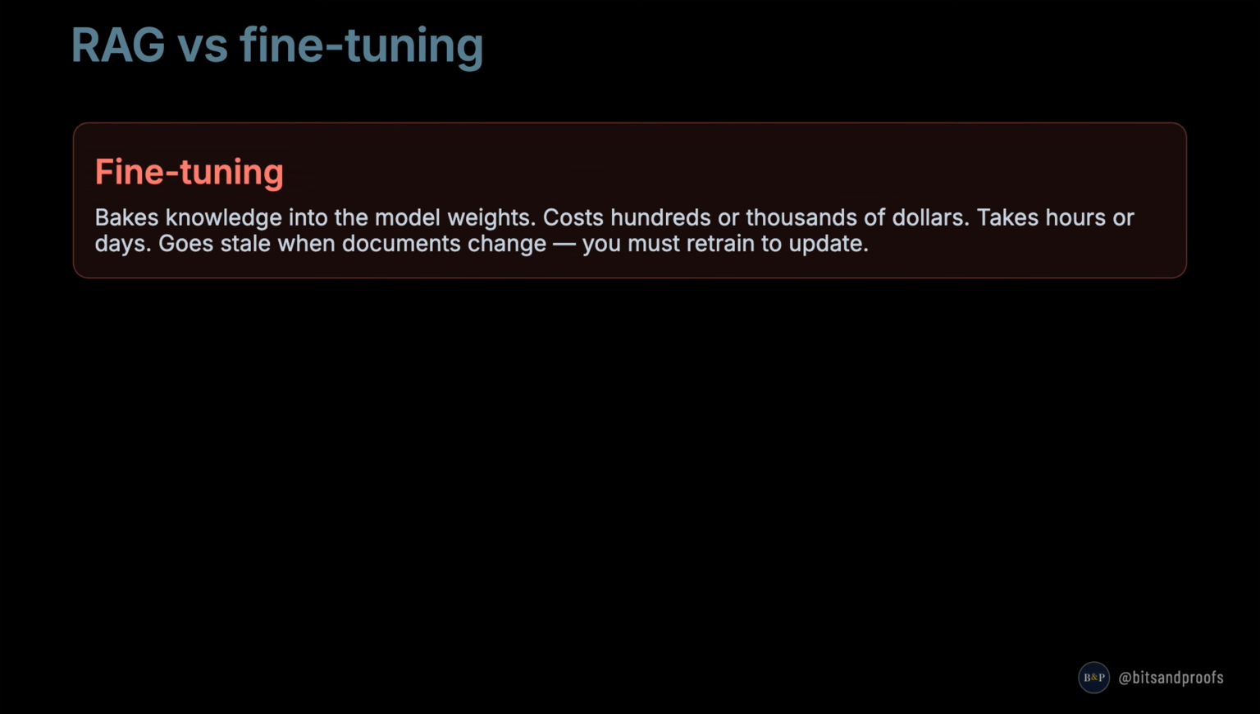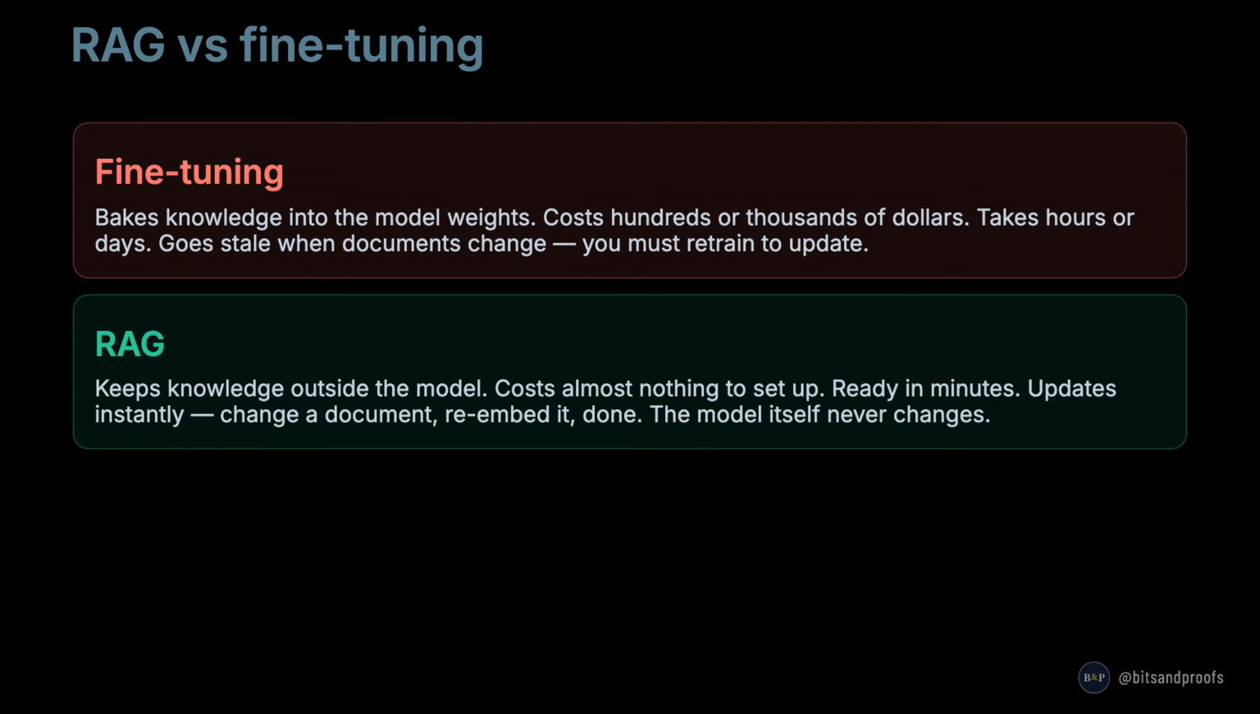Let's compare RAG and fine-tuning directly so you know when to use which. Fine-tuning bakes knowledge into the model weights. It costs hundreds or thousands of dollars. It takes hours or days. It goes stale the moment your documents change. To update the knowledge, you retrain from scratch.